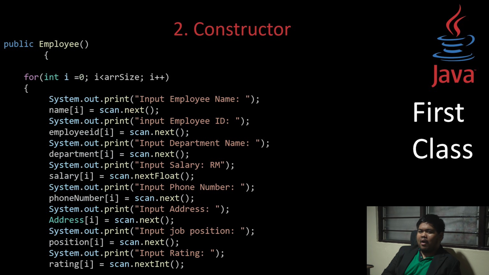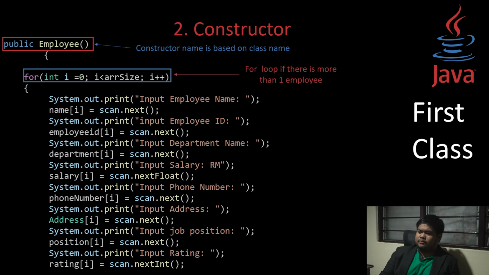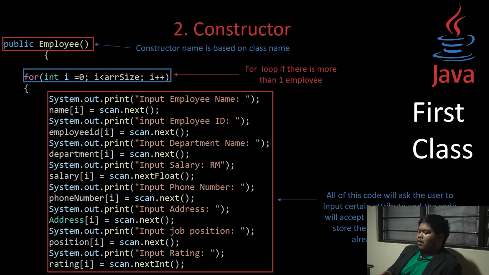Moving on, we have the constructor. Right, the constructor name is Employee because a constructor follows the class name. And also remember to make it public so it can be accessed in another class. Right, for the second one that I have highlighted, we have a for loop. This loop functions to make sure that if there is more than one employee, then all the employees' names, details, and all of that will be inputted. Right, moving on. All of this code will ask the user to input certain attributes, and the code will accept the input from the user and store them inside of the array that has already been initialized.